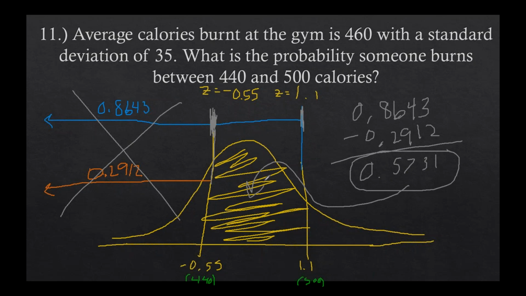Okay. All right, and that's section 15 in a nutshell. So the empirical rule and then standard deviation or z-scores. That's today.